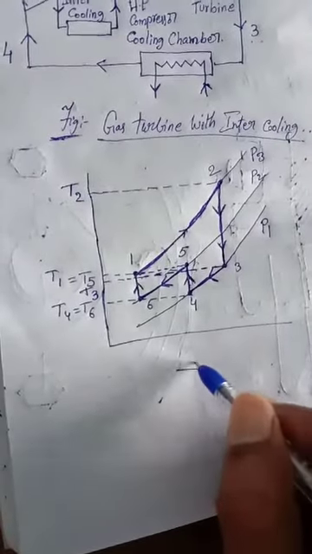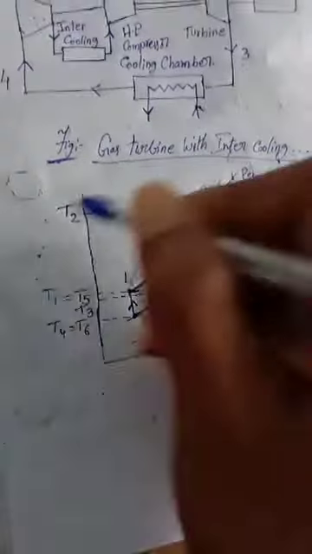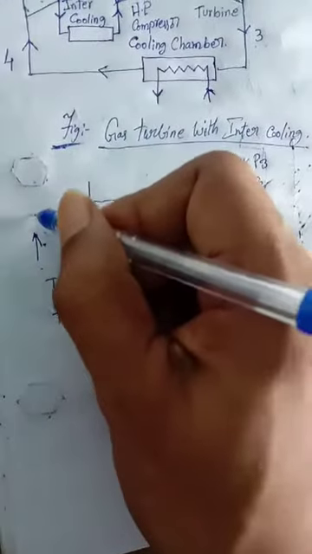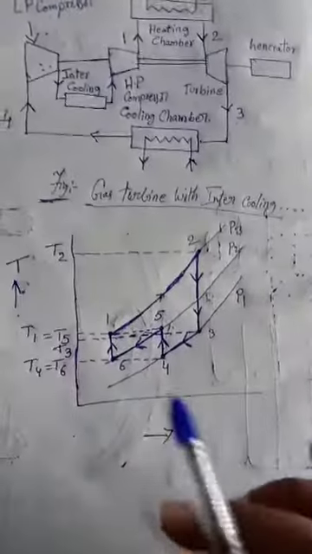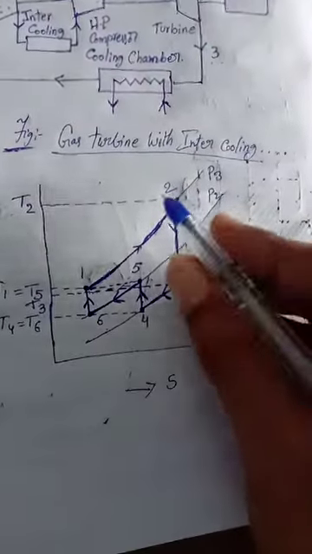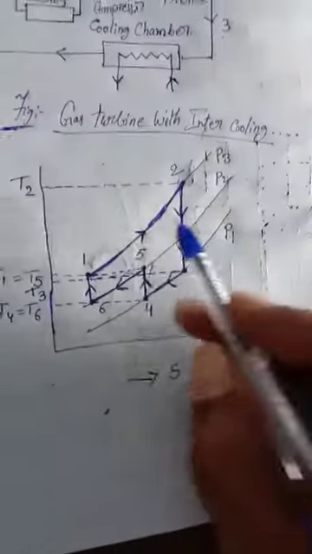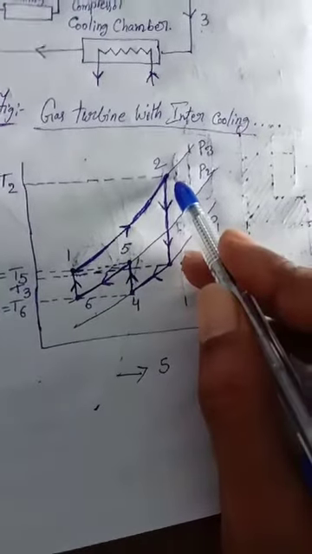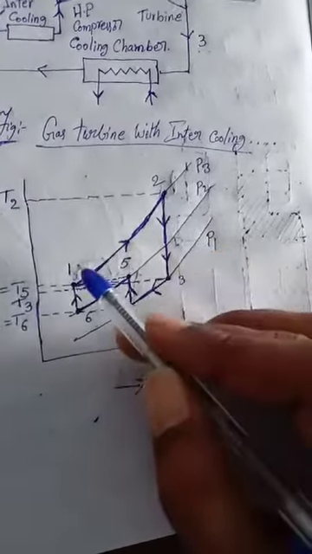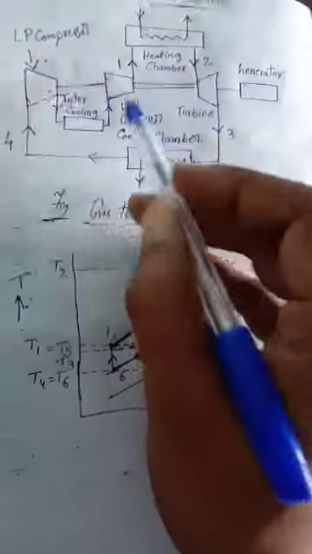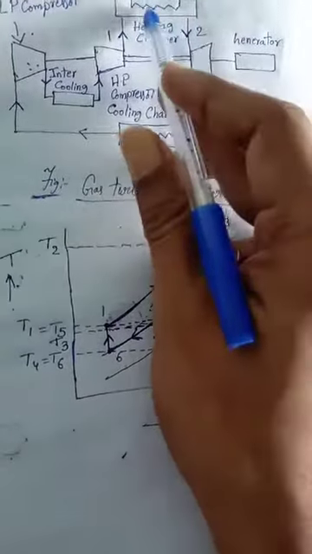Okay, so this is the TS diagram. Here we see the process 1 to 2, the cyclic process, heating of the air. That means 1 to 2, the heating chamber is entered.